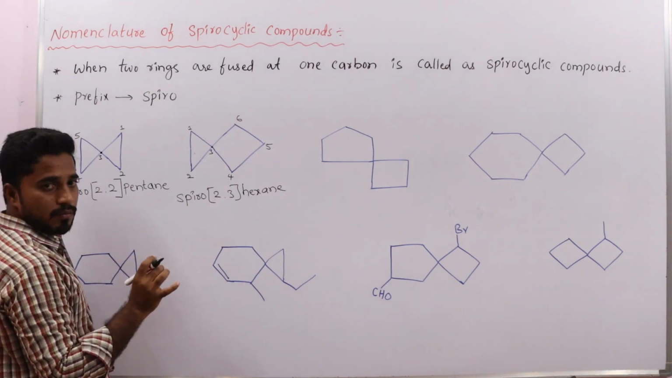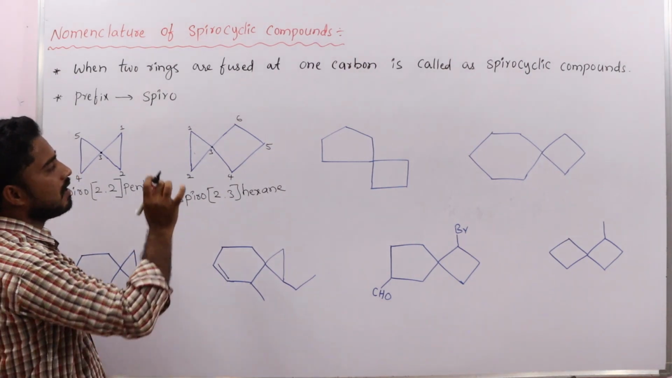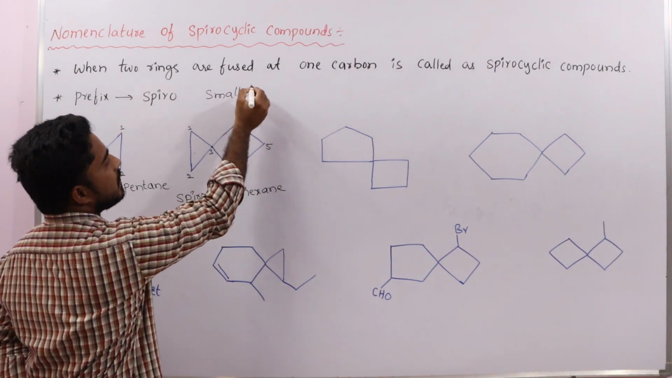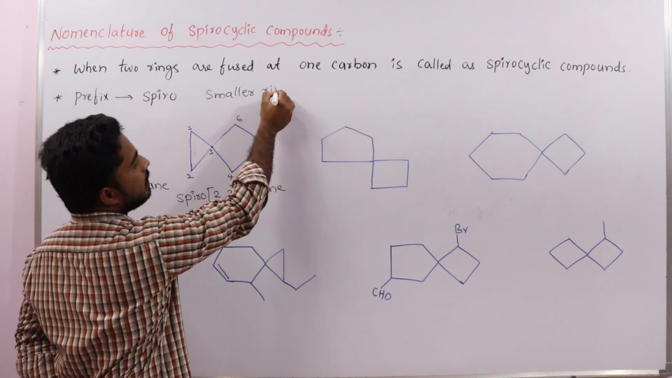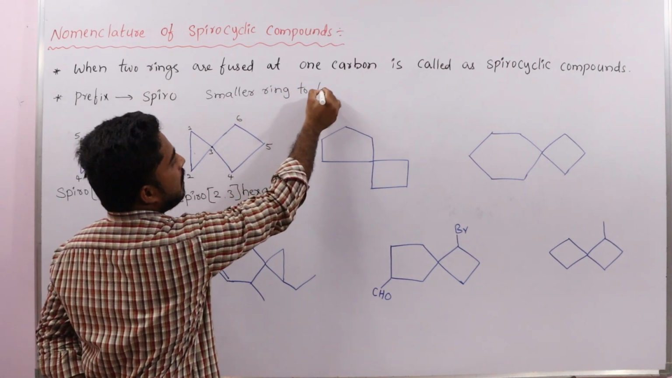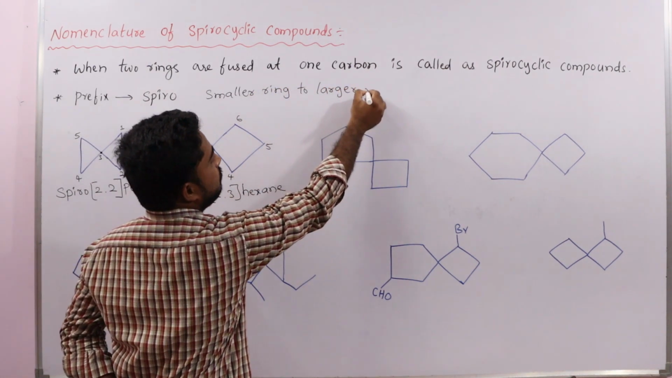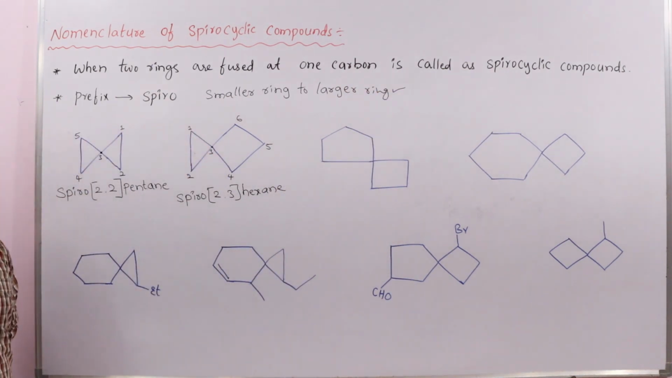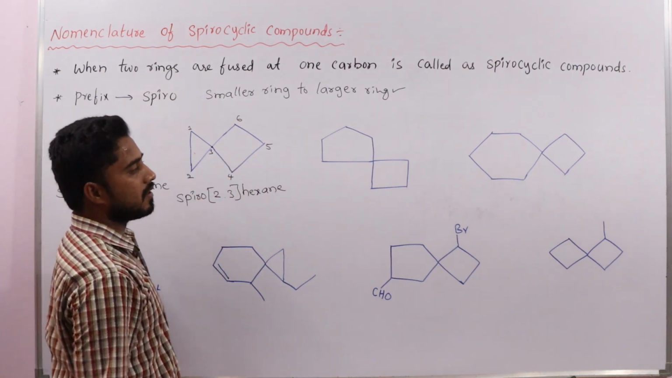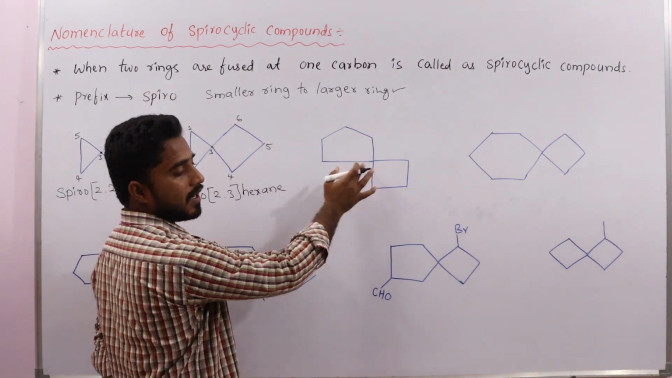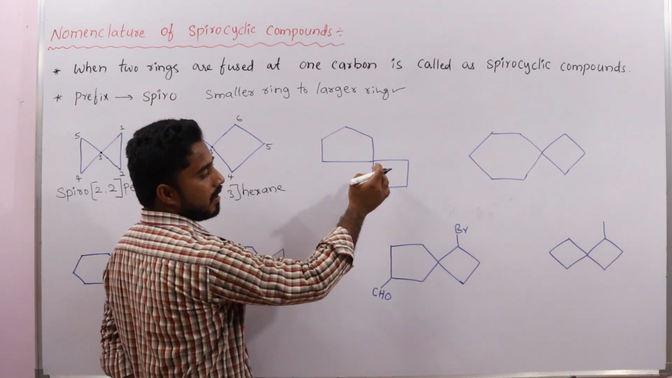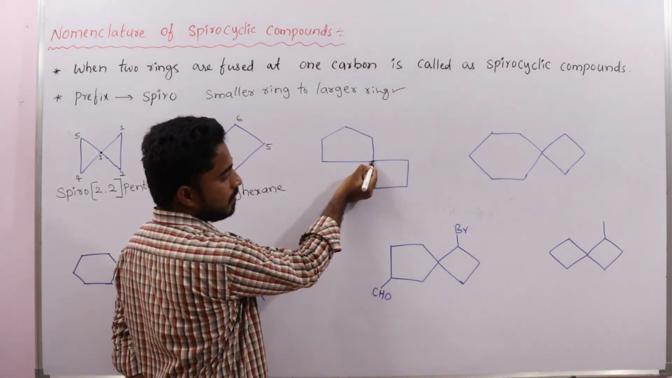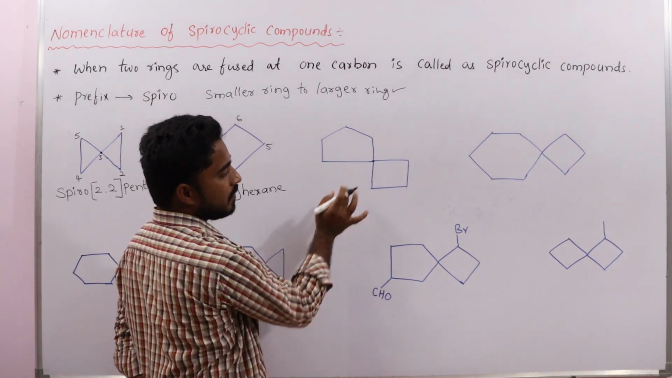What you have to remember compulsorily is that numbering proceeds from the smaller ring to the larger ring. Next, in this molecule, here also two different membered rings are there. This is a smaller ring, this is a larger ring, and this is the spiro atom. At this point only two rings are fused.